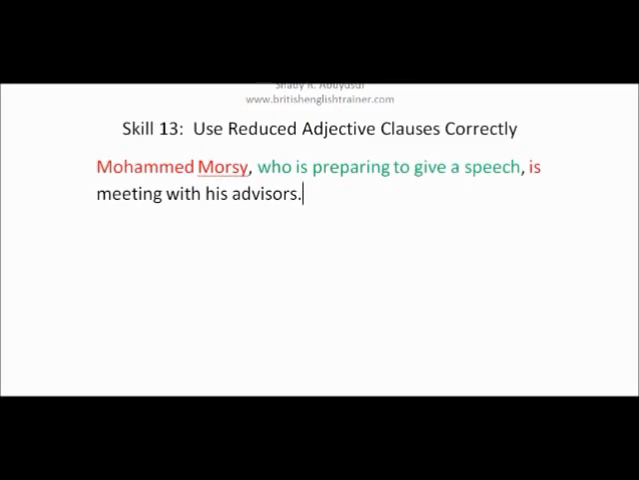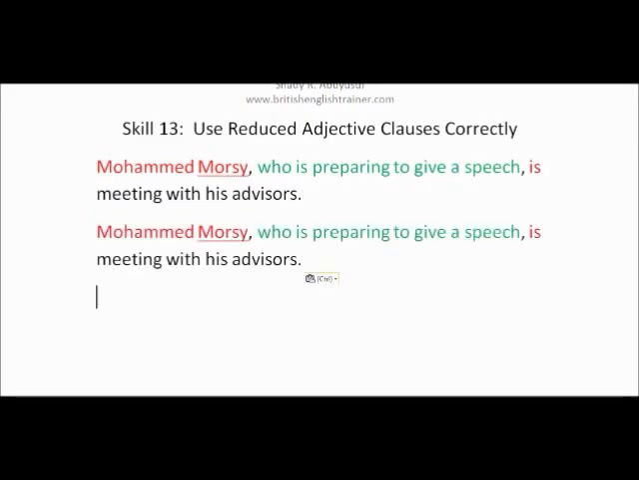How can we reduce this sentence? How can we reduce the adjective clause? Now look at this one. We can reduce it like that. We can take who is away, so the sentence becomes: Mohammed Morsi, preparing to give a speech, is meeting with his advisors, and I've got the two commas. Now, because we have two commas that set off the adjective clause from the rest of the sentence, we can start with the reduced adjective clause. How? Now look at this one.